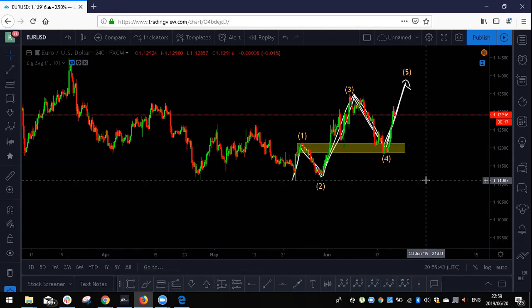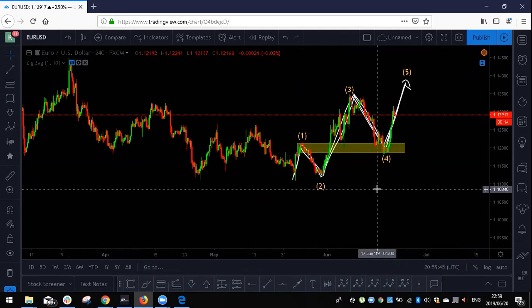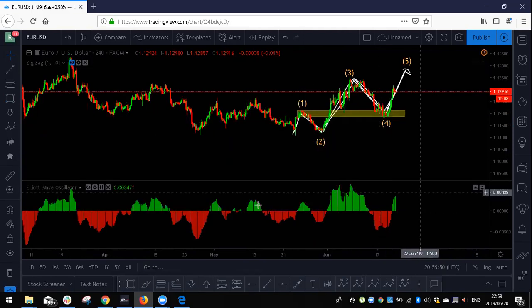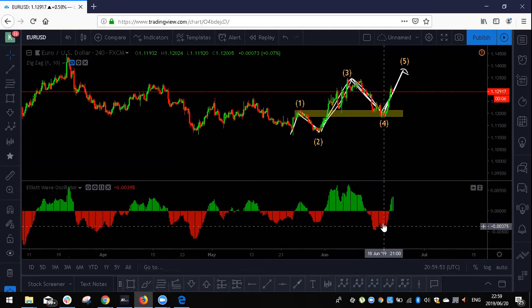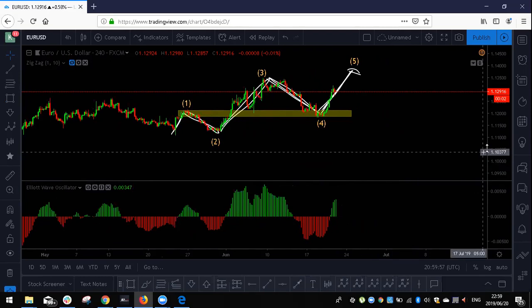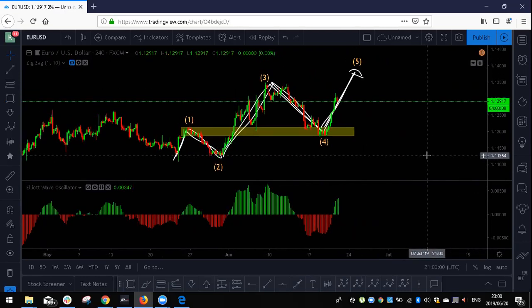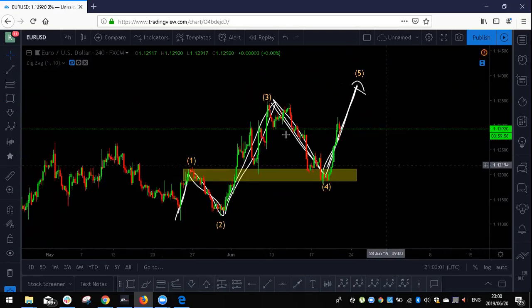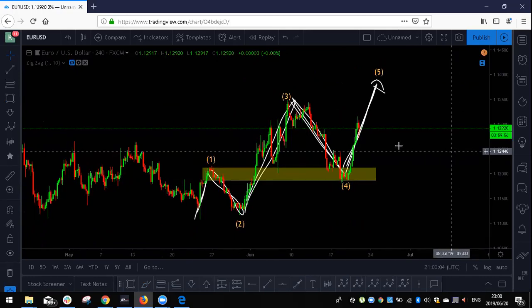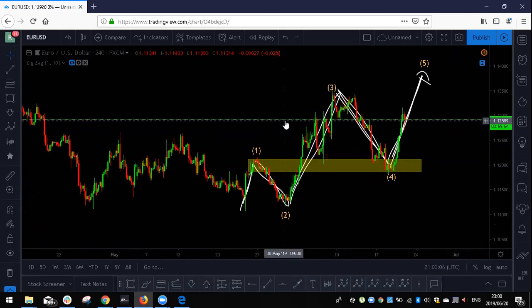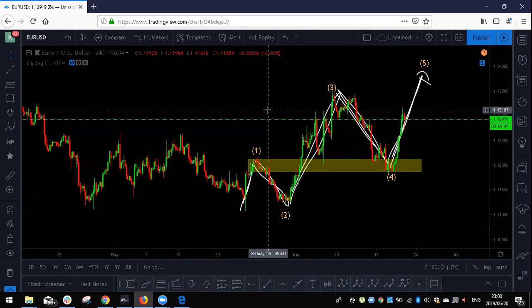Yo, that was a very nice buy. If you had this indicator with you, you would have bought while it was still red. Because you've seen since the beginning of the course, I haven't spoken about candlestick patterns. I don't look at that thing. I don't even bother. I don't really check candlestick patterns.